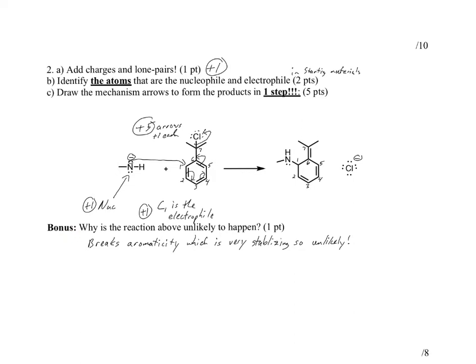And then finally, the bonus: why is this reaction above unlikely to happen? It's unlikely to happen because you start out with an aromatic ring and then you end up without an aromatic ring. And because aromaticity is so stabilizing, that's unlikely to happen.